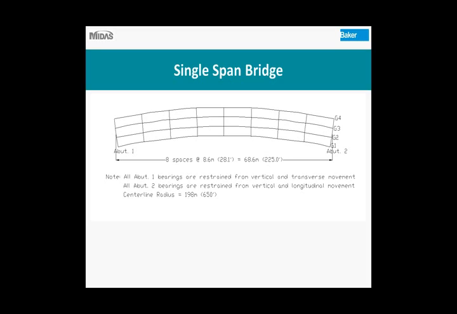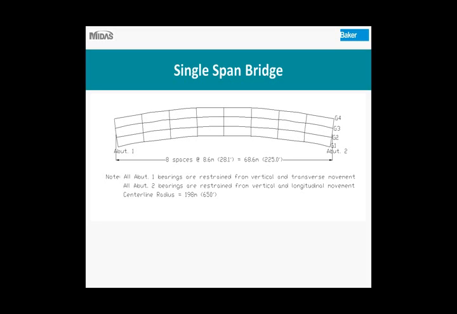So this picture is just showing an example of the single span bridge. We used a span length of 225 feet. This is for the 4-girder cross-section. We would have a similar bridge, we would just add a girder for the 5-girder cross-section.